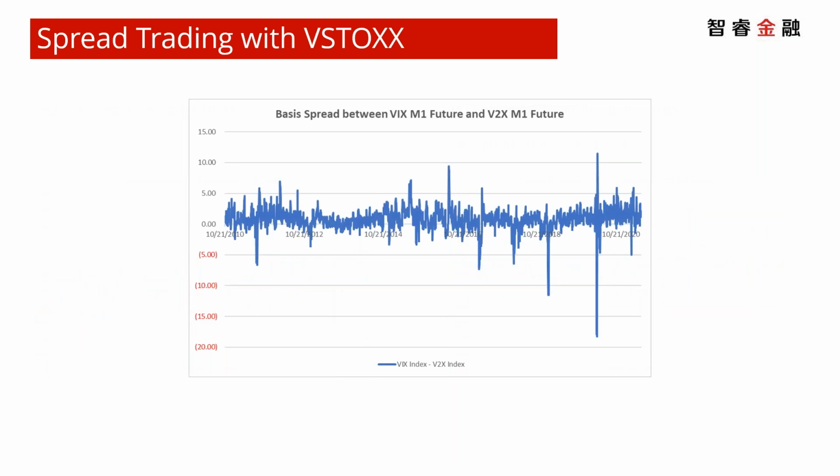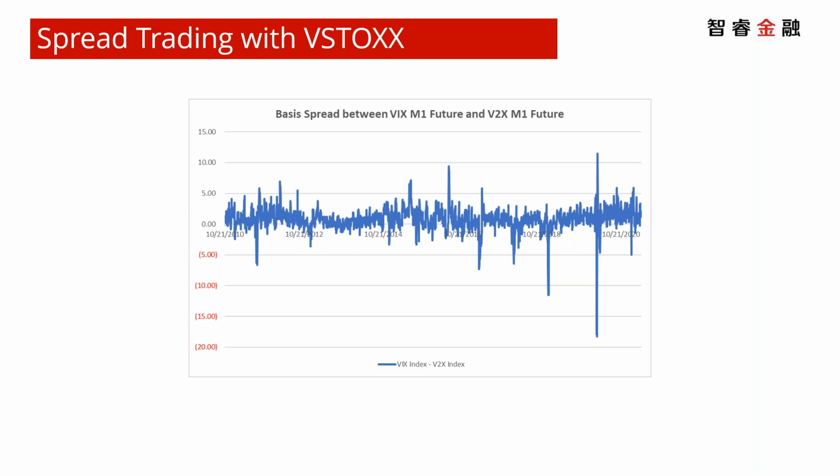And this one is a different perspective of looking into this strategy. This chart is called the basis spread between the VIX M1 future and the V2X M1 future. What is the basis? For those who are not very familiar with this concept, the basis is the difference between the future and the spot index. For example, if the VIX front month future is 24 and the VIX index is currently at 20, the basis is 4.